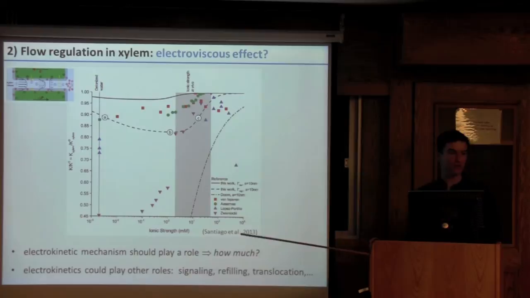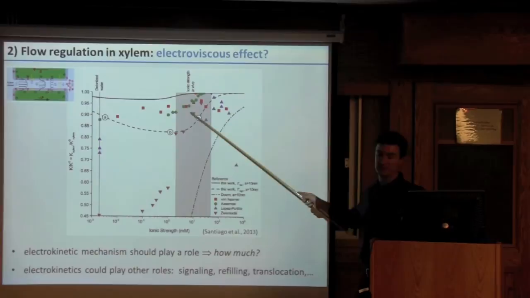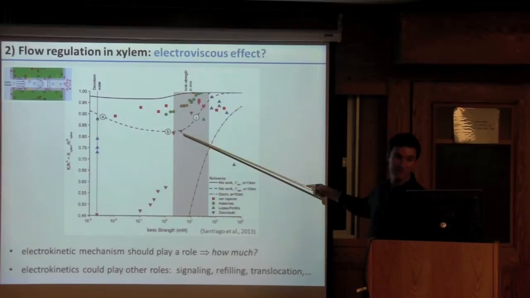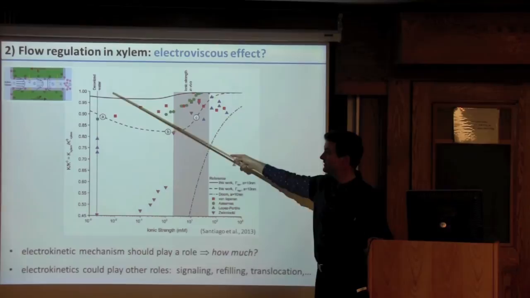One important aspect of our predictions is that this electroviscous effect is non-monotonic. As we lower ionic strength into the tens of millimolar range, the viscosity grows. We have lower permeability, and then it plateaus and rises up slightly again as we go towards the ionized water.